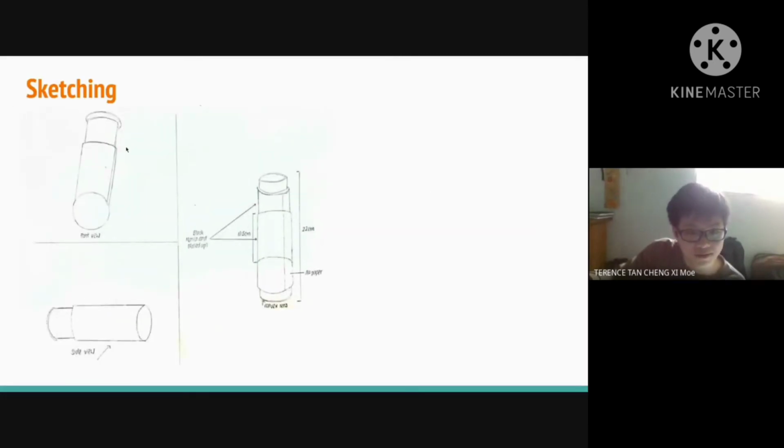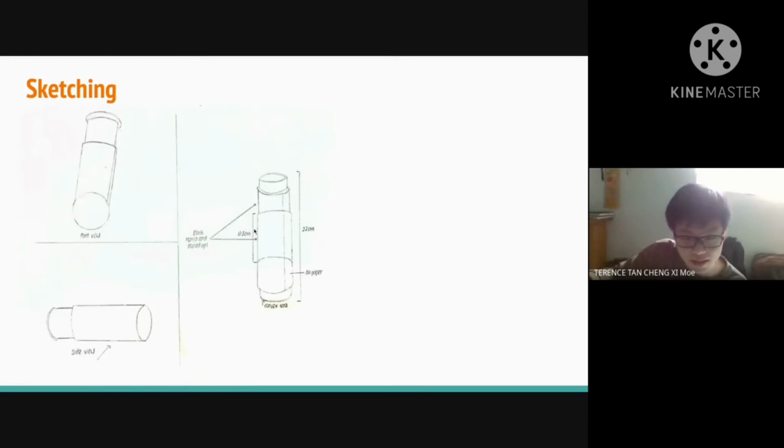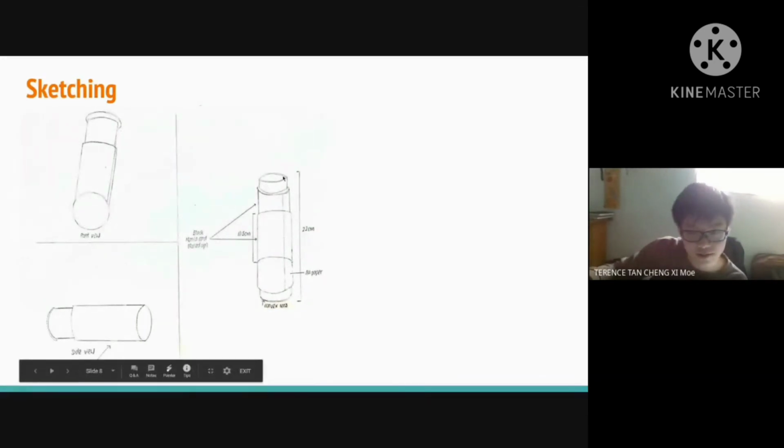And here's a sketch of them. This is the front view. You can see the eyepiece here and the objective lens. And here are the measurements. So the whole thing is about 22 centimeters long. The middle part is about 10.5 centimeters. These are black and this one is white. So here's the eyepiece, here's the objective lens.